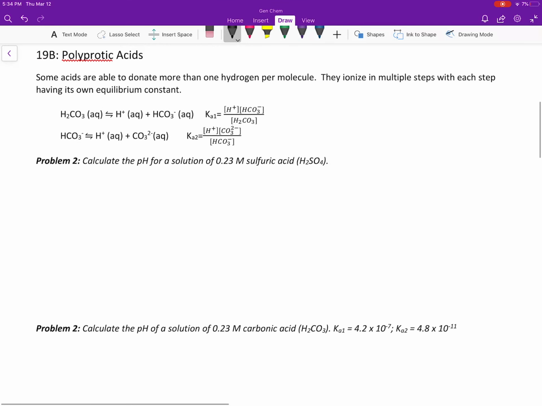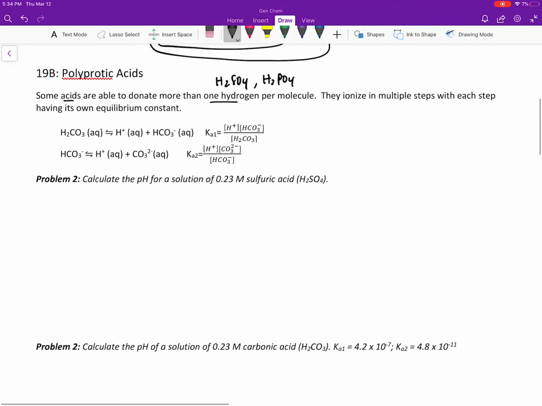So in this case, we're going to look at polyprotic acids. These are acids that are able to donate more than one hydrogen. So we have H2SO4, you might have H3PO4. Those are just a few examples of polyprotic acids. H2SO4 we would call diprotic, and H3PO4 would be triprotic.